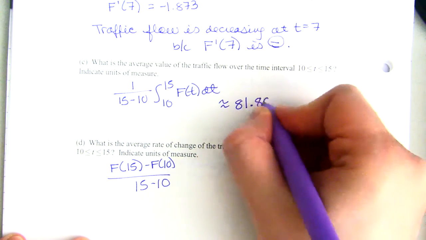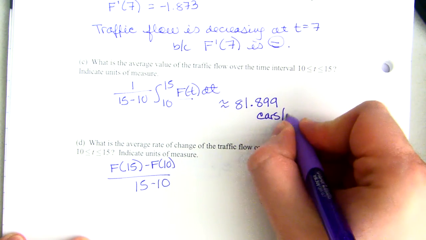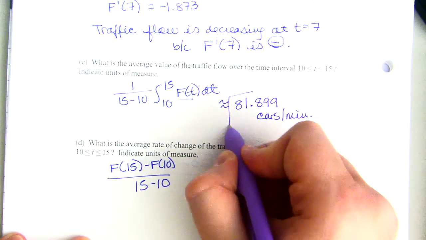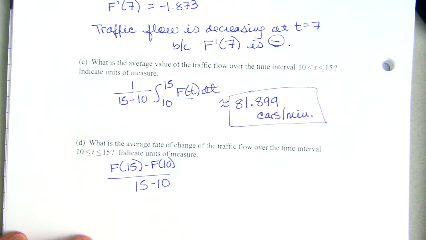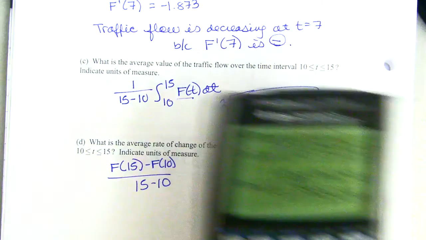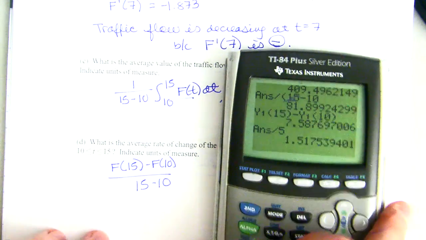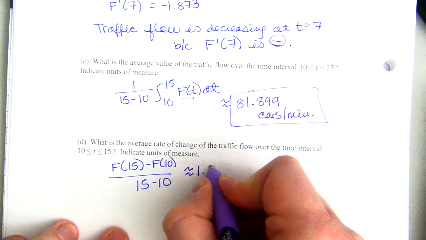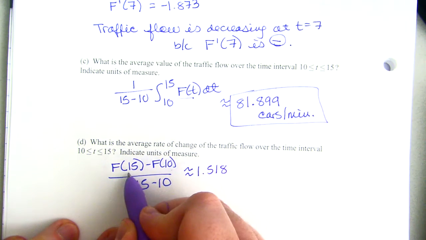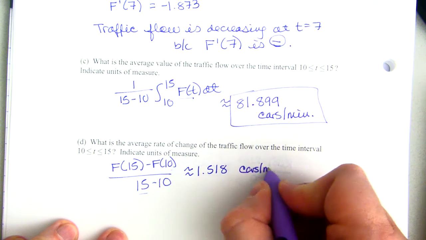Sorry, 81.899. The units are the units of F, so cars per minute, and decimals are perfectly fine here because this was a rate rather than a total amount of cars, so that'll be okay. Go do D and send that answer in. It's 1.518, units are the units of F, cars per minute, divided by these units, cars per minute, so cars per minute squared.